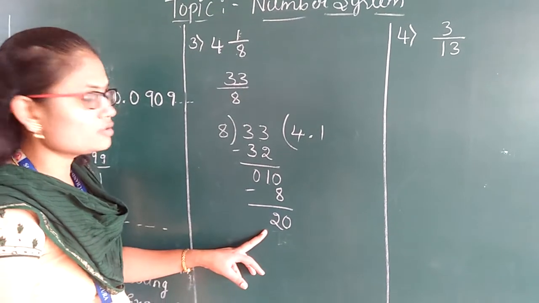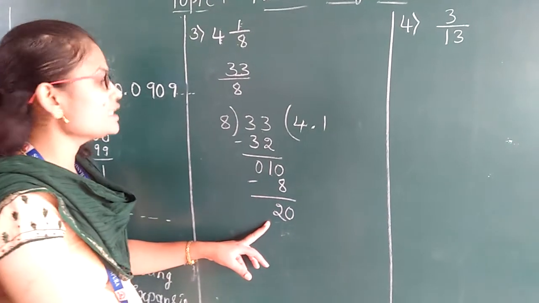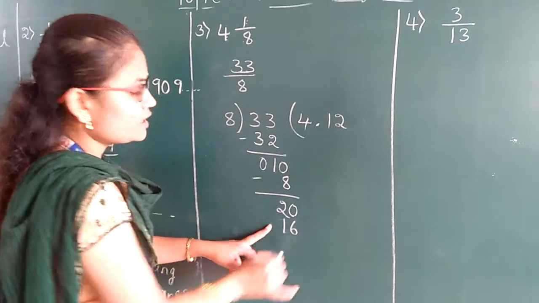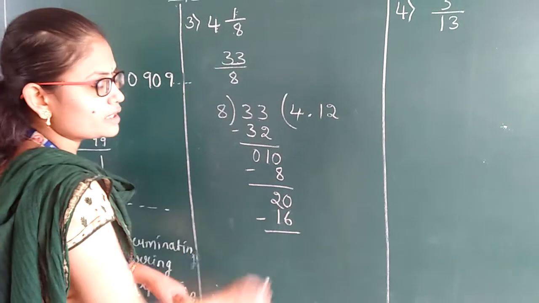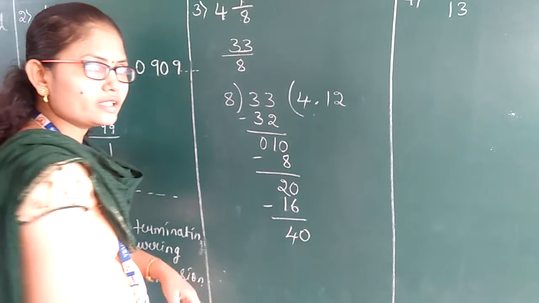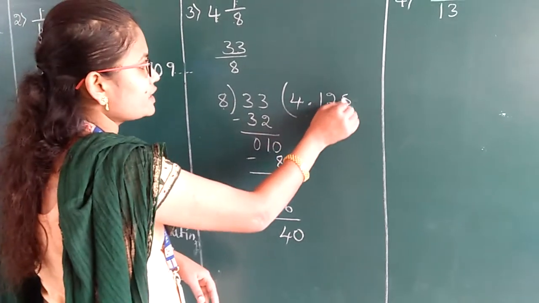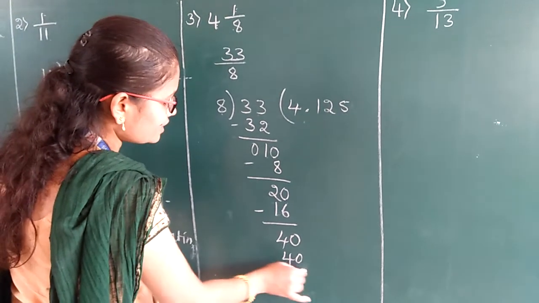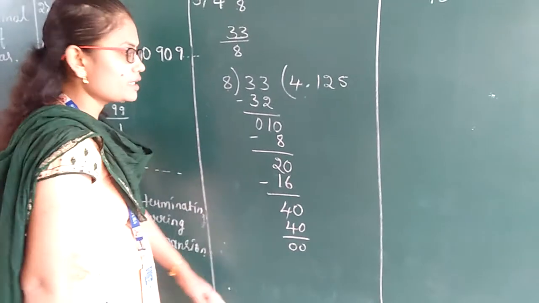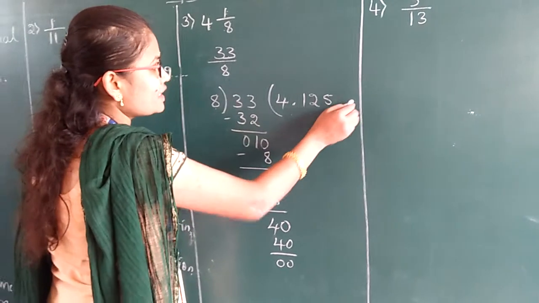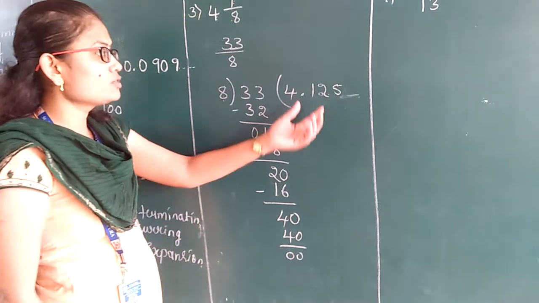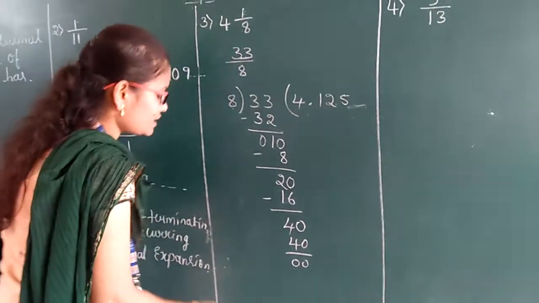Will 20 occur in the multiples of 8? No, it will not occur. So we have to take the nearest number. 8 twos are 16. Now 20 minus 16 is 4. The point is already there, so we can take one more 0 easily. 8 fives are 40. At last you got the remainder as 0. Now you can see that the quotient has ended.